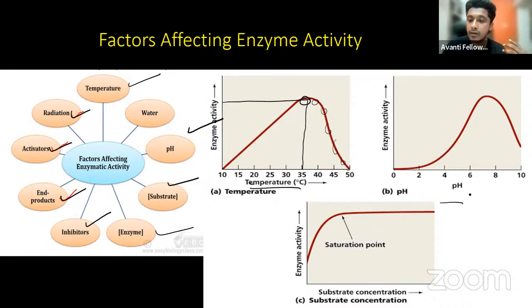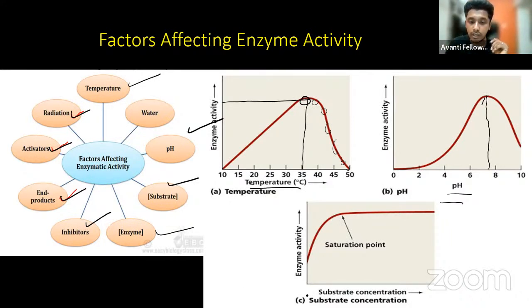Similarly with respect to pH, only at the optimum pH is there the highest enzymatic activity. You can observe here what the pH is. Usually 7.5 to 7.8 is the ideal pH for most of the enzymatic reactions that happen in our body. As it goes acidic, the enzymatic reactions decrease. As it goes more alkaline, the enzymatic reactions will also decrease. So this is about the pH.